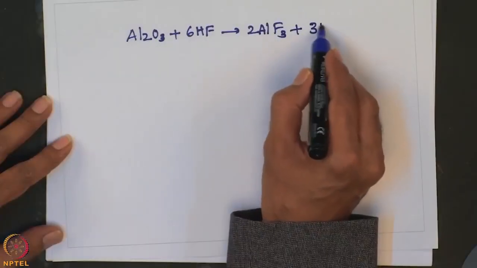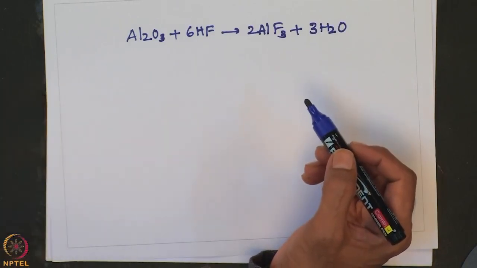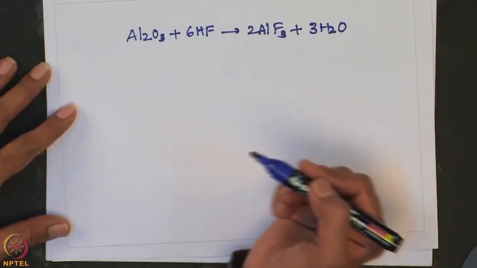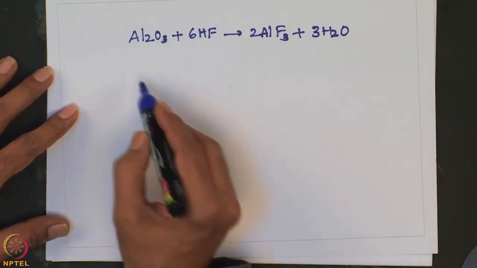Al2O3 on treatment with 6HF gives 2AlF3 plus 3H2O. So, the preparation of anhydrous aluminum chloride can be planned using one of the following methods I am going to write.